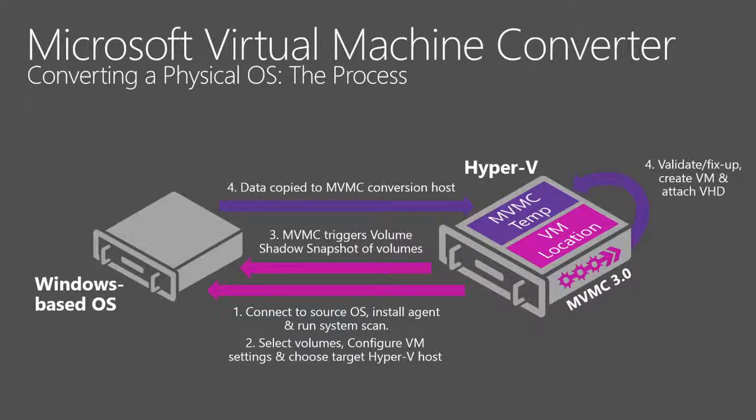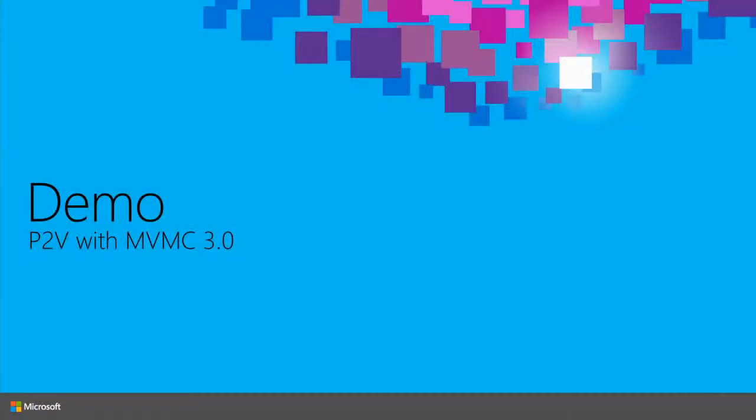We'll validate, we'll fix it up, we'll make sure everything is as it should be, and we'll attach the virtual disk to a VM that MVMC will create. So you'll have your nice virtual machine sat there, no problem. So we'll take a quick look at what that looks like through the UI.